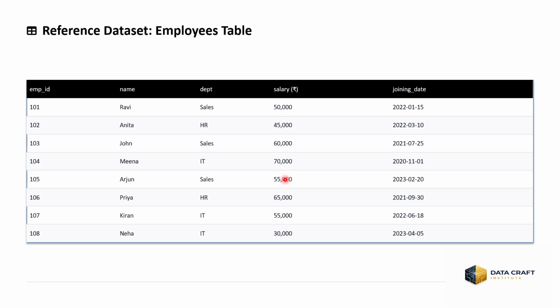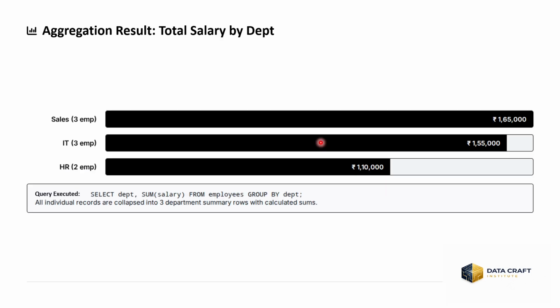When you combine the salaries, you will get one row per department if you group by the department. So it will look somewhat like this. Sales will have its aggregated value, IT has 1,55,000 as the aggregated value, and HR has 1,10,000. The respective employees in each department don't matter if you are grouping by the department.